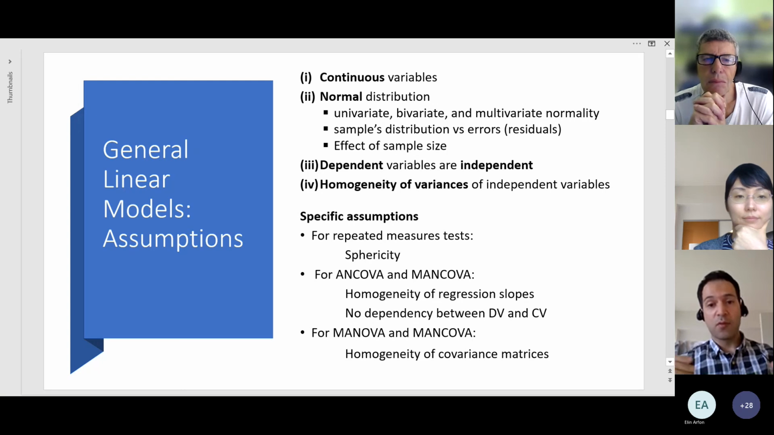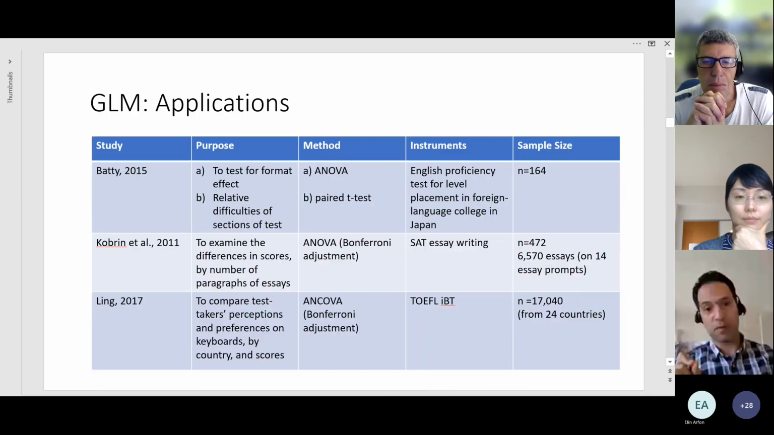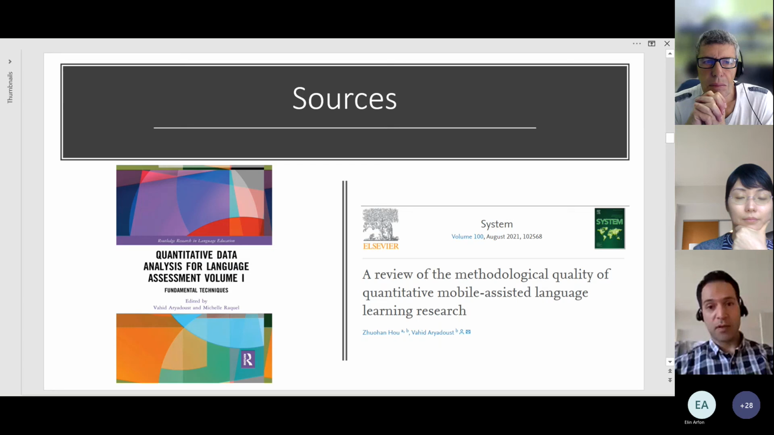And finally, if you are doing ANCOVA and MANCOVA, you need to consider the fact that there must be no dependency between dependent variables. In a publication, I'm just going to show the publication here. In a publication recently, my graduate student, Johan, and I reviewed methodological qualities of quantitative mobile assisted language learning research. And we found that a lot of these assumptions were not tested.